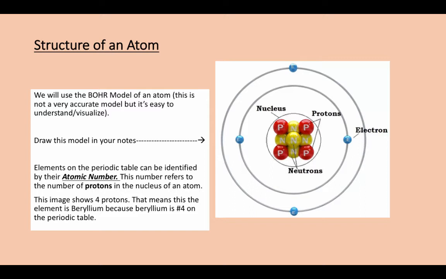In this image, on the right-hand side is beryllium, and I know that it's beryllium because beryllium is number 4 on the periodic table, and in order to be number 4 on the periodic table, you have to have 4 protons, and this model clearly shows 4 protons.